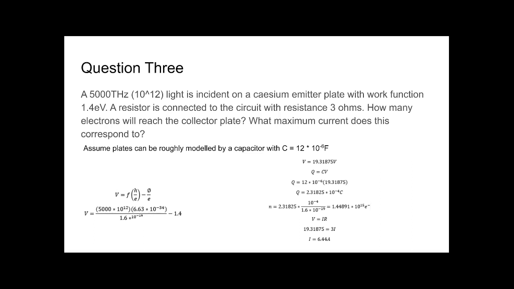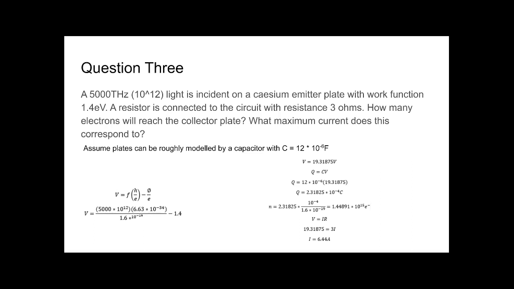And we can find the number of electrons because we know the charge on one electron is negative 1.6 times 10 to the power of negative 19, but we can use the positive value in this case. So we can find the number of electrons by dividing the total charge by the charge on one electron. We should see that the number of electrons is 1.44891 times 10 to the power of 15 electrons.